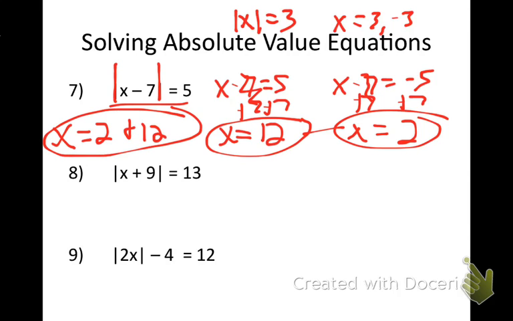Okay? And again, the reason why, if I were to plug those in, think about that. 12 minus 7, I get 5. Absolute value of 5 is still 5. 2 minus 7 is negative 5. Absolute value of negative 5 is still 5. Okay, that's why it works. Those absolute value bars mean I can get 2 different answers there.